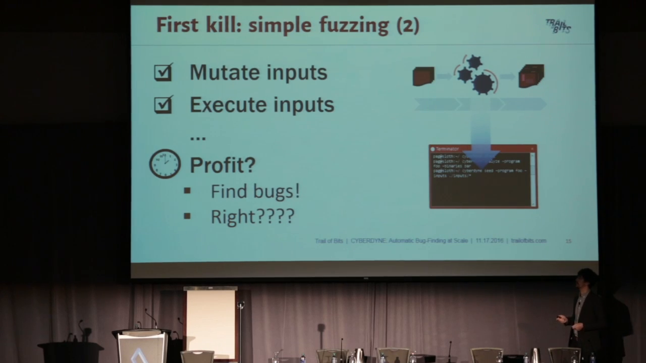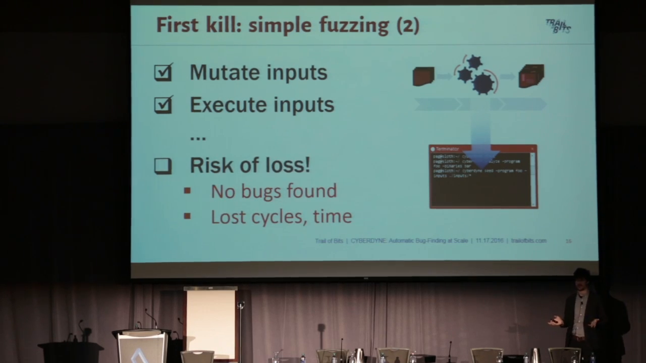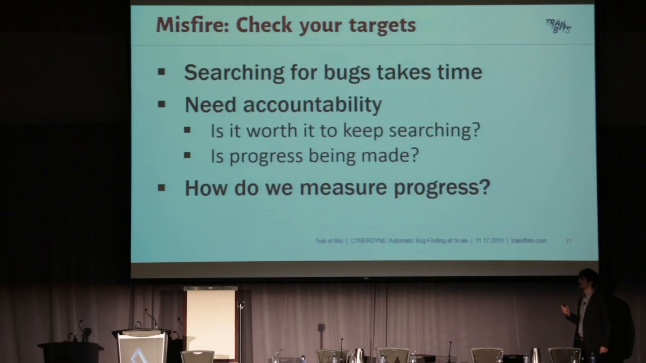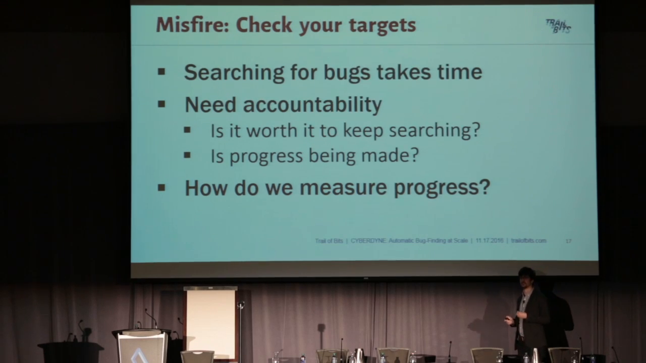But what if bugs don't fall out? We've wasted our time, or we might have wasted our time. There are CPU resources we have no way of really justifying our use of. And the problem with this simple bug finding setup with fuzzing is that there was no accountability. We didn't have a metric to show that our bug finding process was actually making progress.